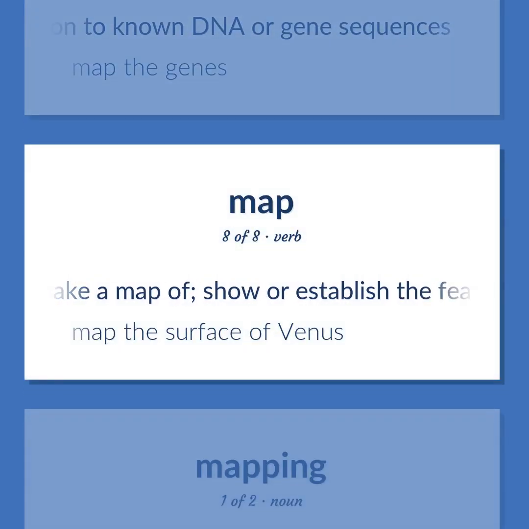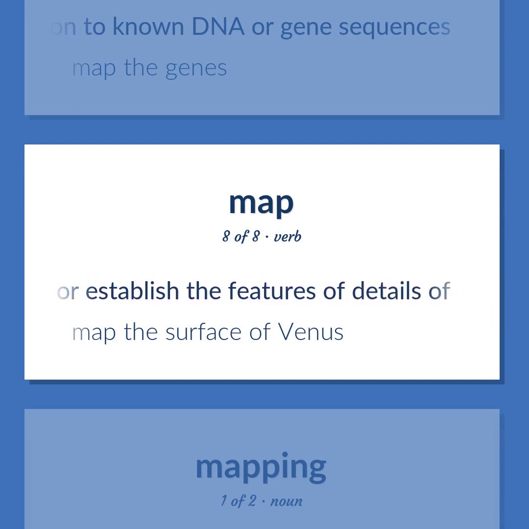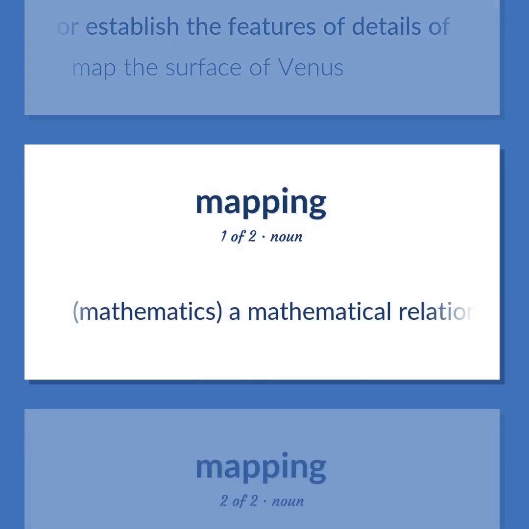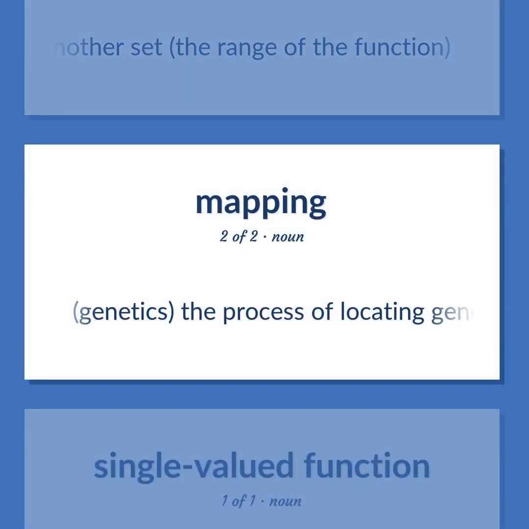Make a map of. Show or establish the features of details of. Map the surface of Venus. Mathematics. A mathematical relation such that each element of a given set, the domain of the function, is associated with an element of another set, the range of the function. Genetics. The process of locating genes on a chromosome.